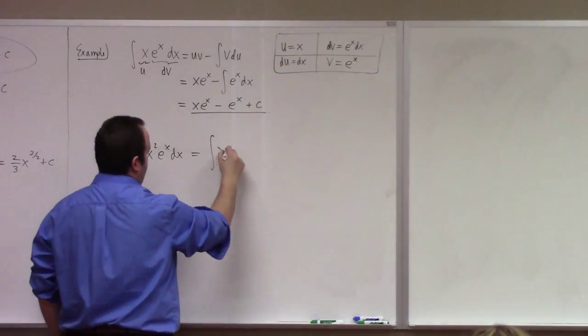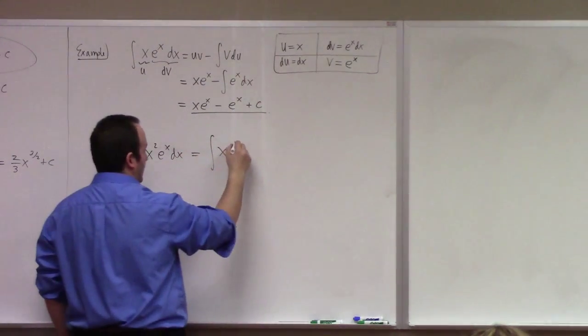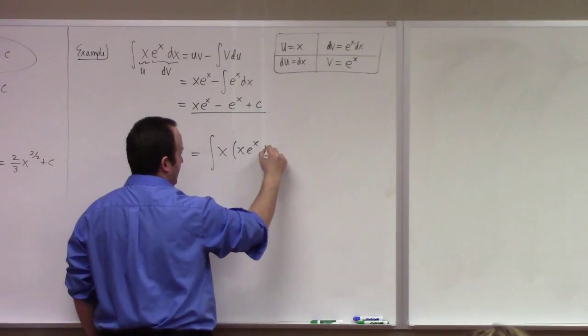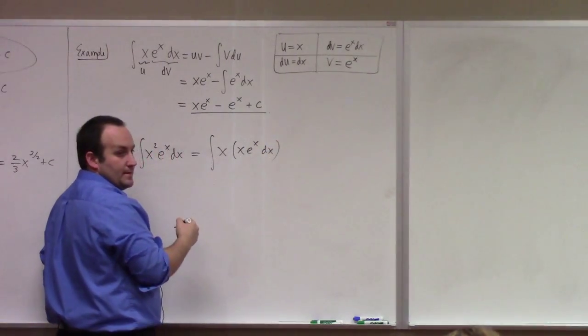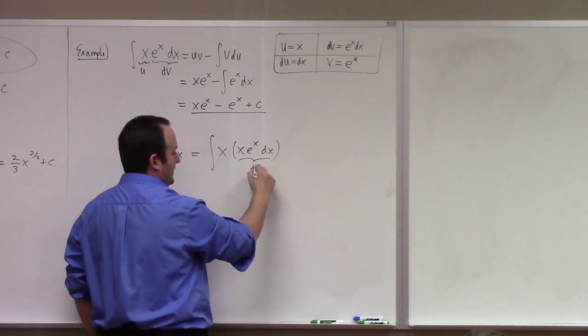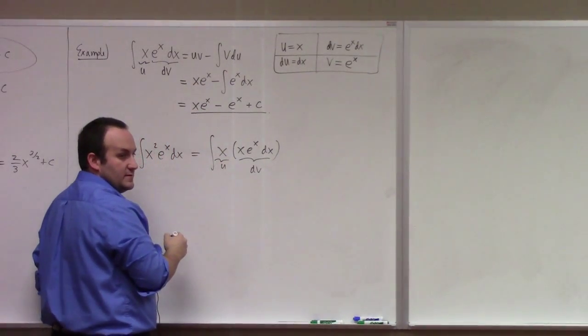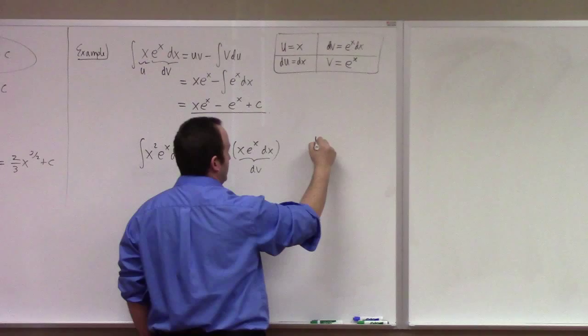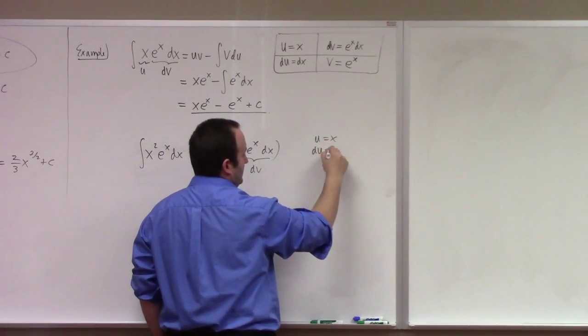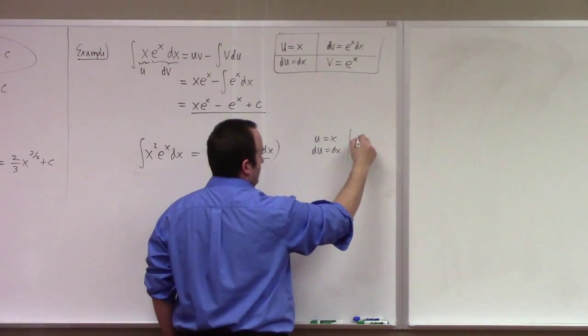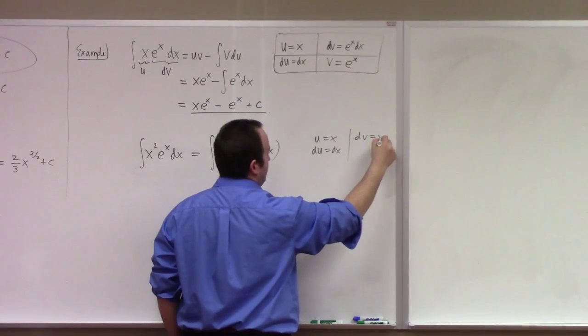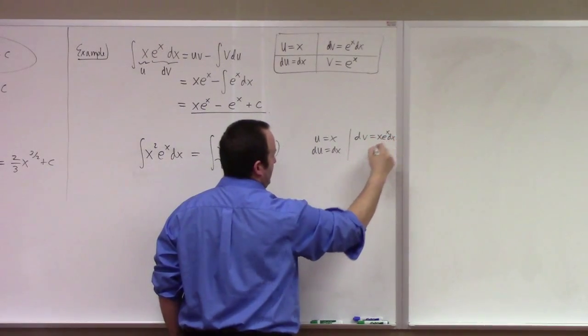This is the integral of x times x e to the x dx, right? So if I let this be dv, and if I let this be u, so u is equal to x, du is equal to dx, dv is x e to the x dx. What's v equal to?